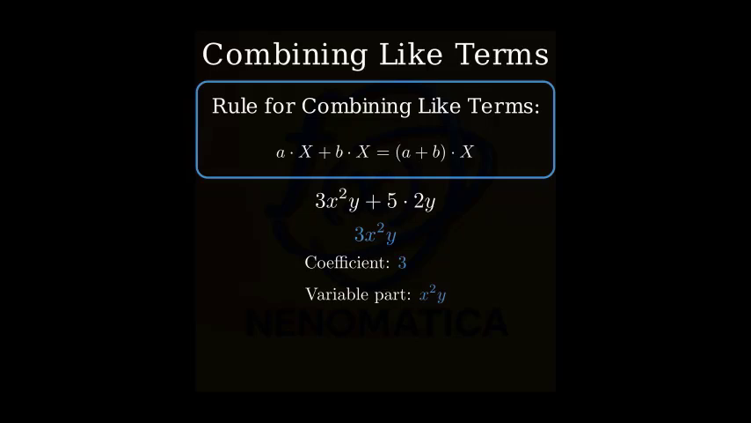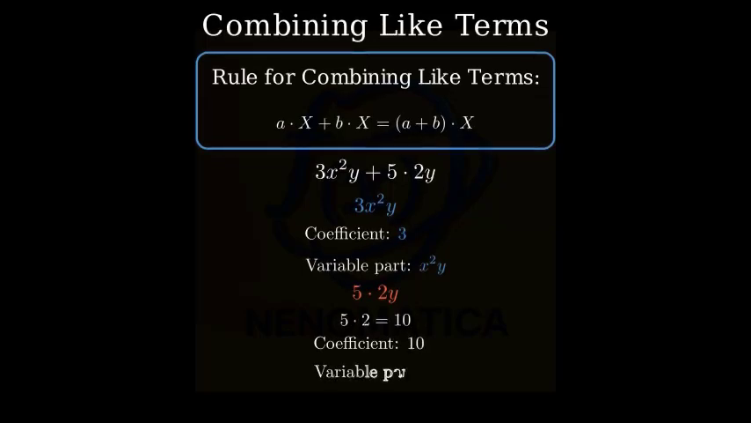Now, let's look at the second term. 5 times 2y. First, let's multiply the numerical values. 5 times 2 equals 10. So this term is 10y. The coefficient is 10, and the variable part is just y. Let's put these terms side by side and compare their variable parts to determine if they are like terms.